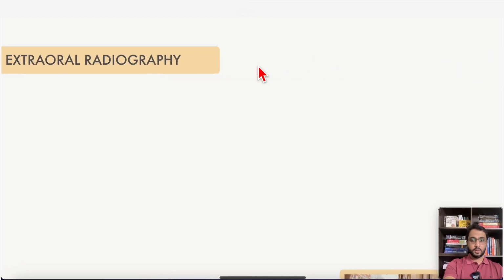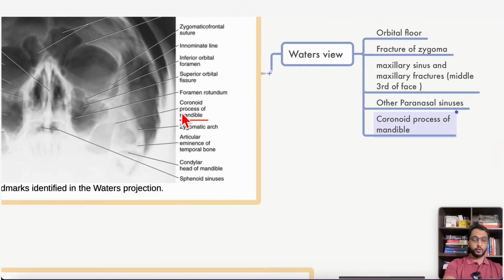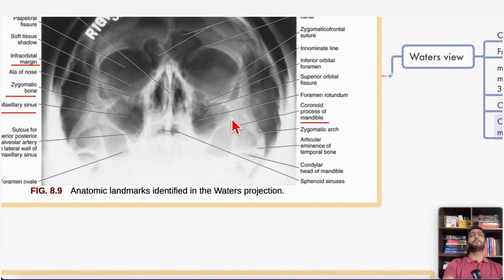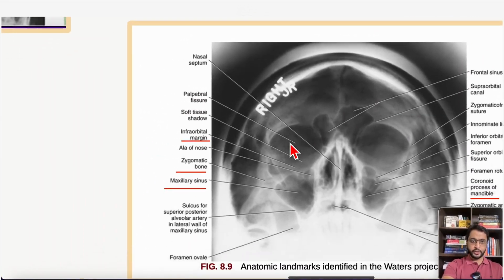So what I mean to say here is your Waters view is a key view for coronoid fractures. Now you can see the coronoid, so it's just going up. You directly see coronoid, you directly see your sinuses, your orbital bone, zygoma. So orbital floor, zygoma, connected, sinus below that, other paranasal sinuses, and very importantly, your coronoid process. So remember, looking up, you see the coronoid; looking down, you see your condyle. So no confusion in that part as well.